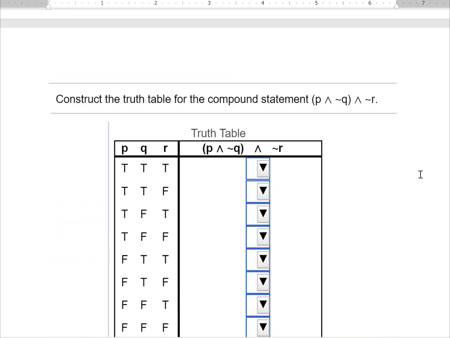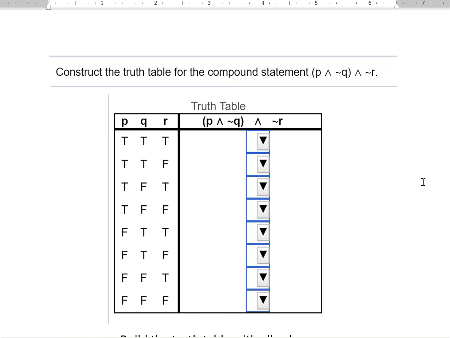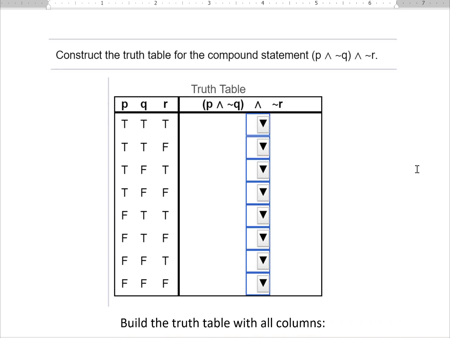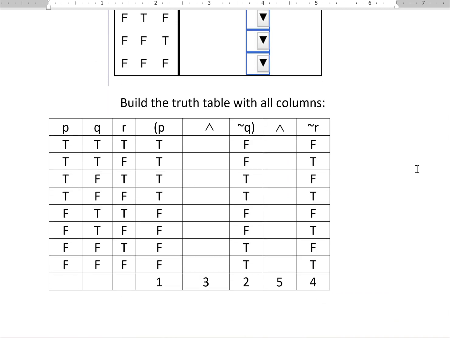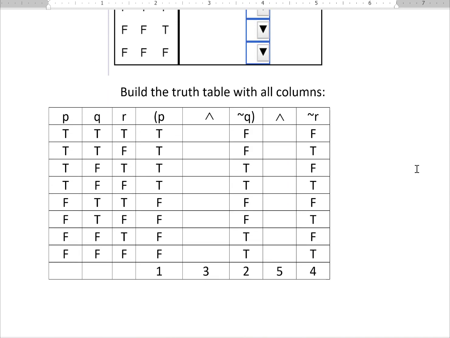Now let's do one with 3 simple statements, which means there are 8 cases. And again, they're only asking you this time to put in the final column, and I think that's quite difficult without building the entire truth table. So I went ahead and set up the whole truth table here with the 8 cases. And again, I've labeled the columns.